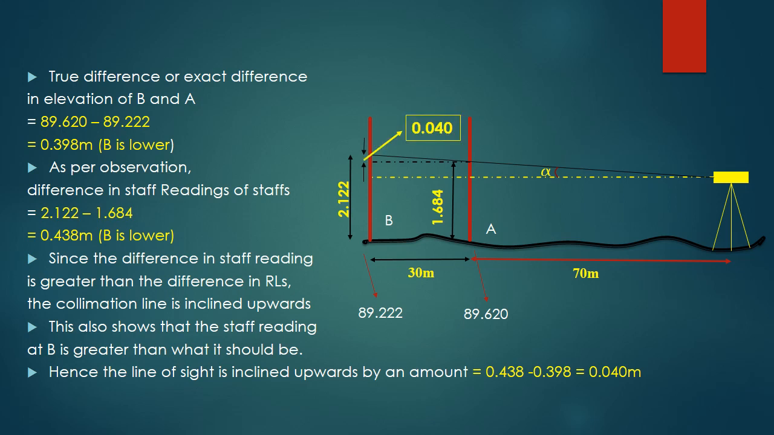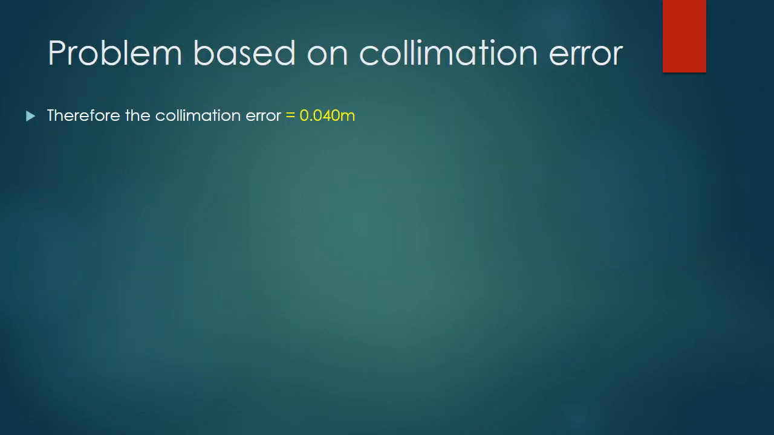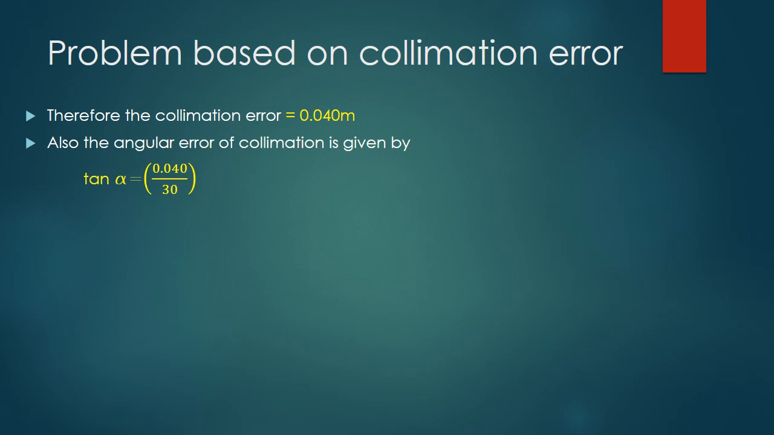This is the amount of error that we have found, shown in the figure again as 0.040, that small portion of inclination. Therefore the collimation error comes up to be around 0.040 meter. Also the angular error of collimation is given by tan alpha equals 0.040 divided by 30. Now how does it come up?